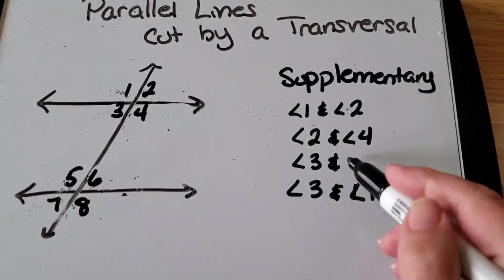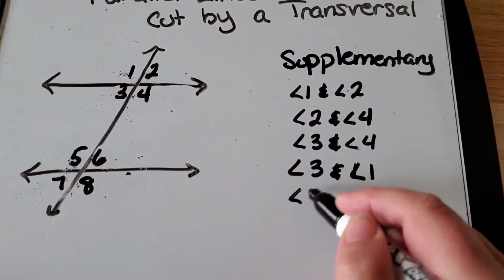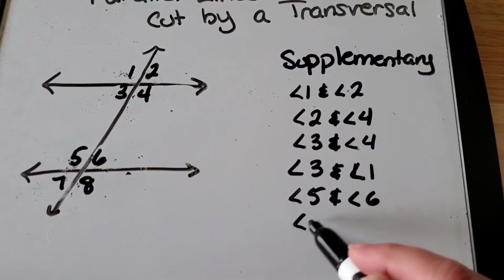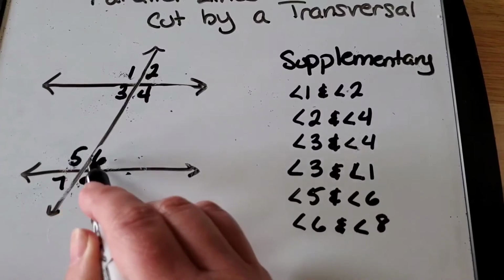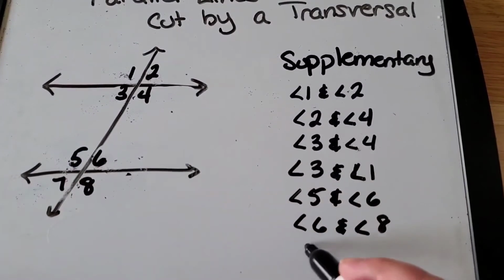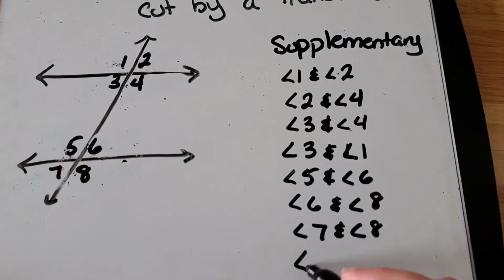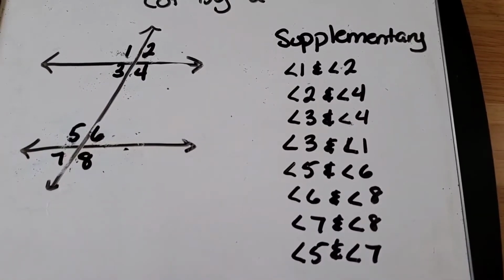Let's see, angle 4 there. And then down below, angles 5 and 6 are supplementary. They add up to be 180 degrees. Angle 6 and angle 8 are supplementary. They add up to be 180 degrees because they're on the straight line right here. Angle 7 and 8 are supplementary. And so are angle 5 and angle 7. Those would be the most common answers that people would give. But really, you could pick any pair of angles that add up to be 180 degrees. And that's fine for supplementary.